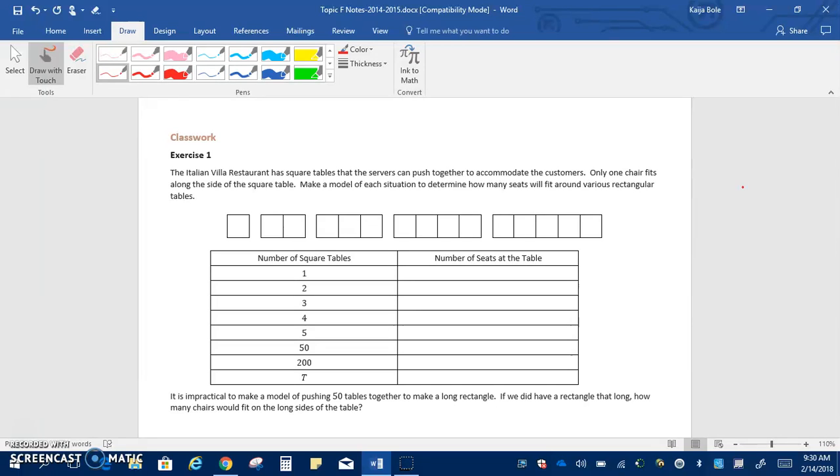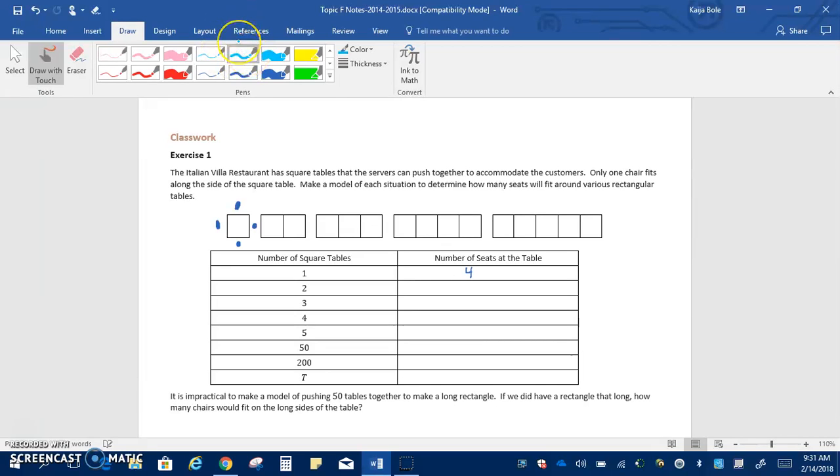Okay, so we're going to start off plain and simple here with just one table. So with one table, if we put some dots around it, this is 1, 2, 3, 4. So around one table, we would be able to put 4 seats. So go ahead and put that in your table.